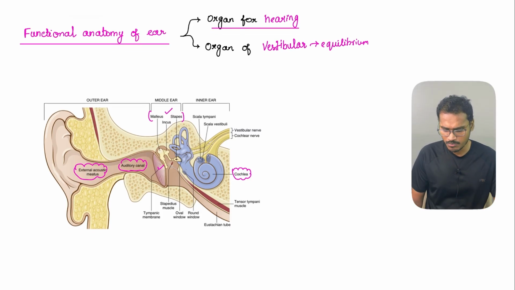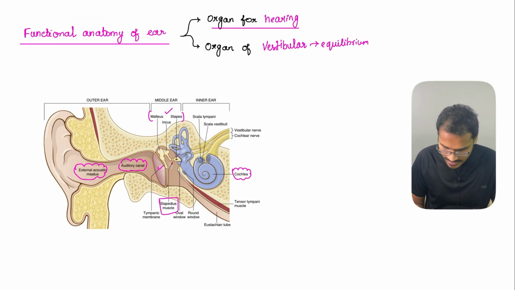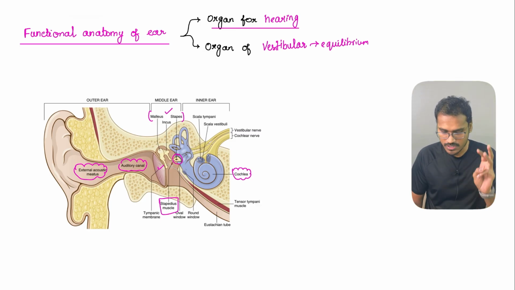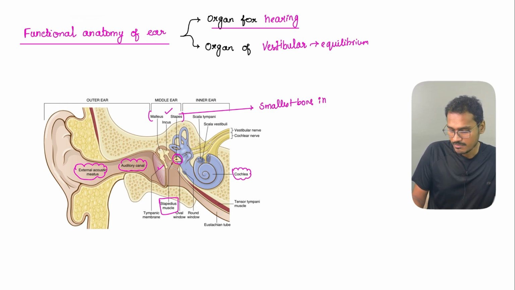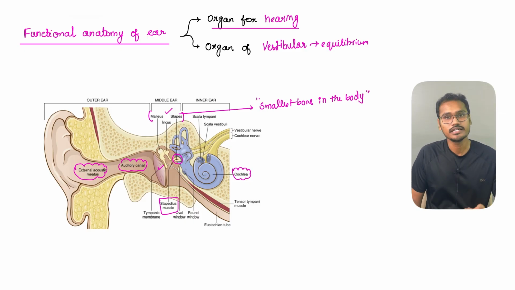Then there are two more important muscles. One is called the stapedius muscle, and as the name denotes, it is attached to the stapes bone. So we saw three bones, malleus, incus and stapes. Out of these, the stapes has one speciality. It is the smallest bone in the body. So that is its significance. But its function is very, very beautiful. It does a lot in helping the hearing process.